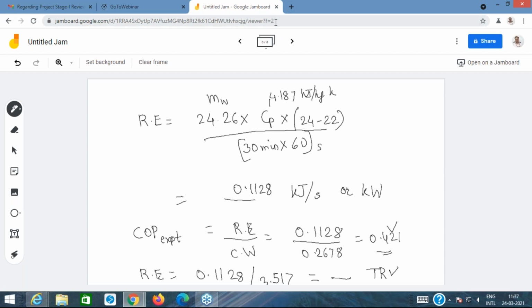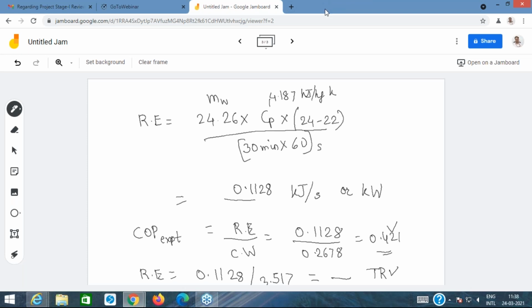So this is the first part of the experiment, where we calculate the performance by taking actual measurements of the power consumed using the energy meter, and by calculating the actual refrigerating effect by measuring the temperature drop of the water in the evaporator tank.